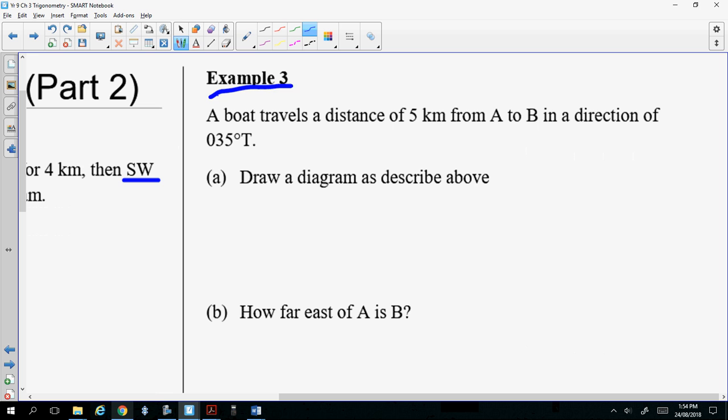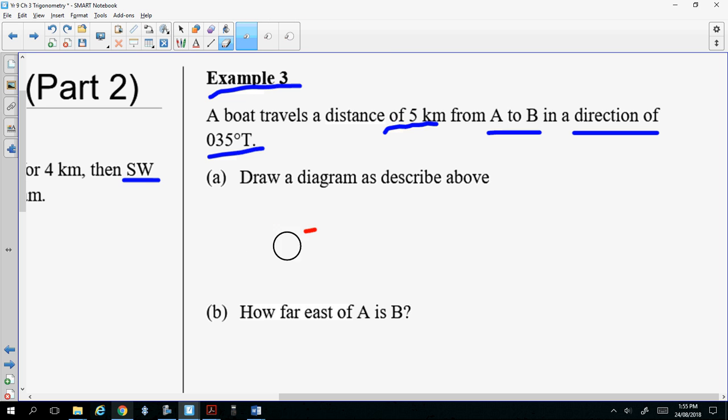A boat travels a distance of 5 kilometers from A to B in a direction of 35 true bearing. So draw a diagram. Start with A, cross, and then go up. If it goes up, you have to be a little bit below. It goes up 35 degrees for 5 kilometers. That's what you draw.